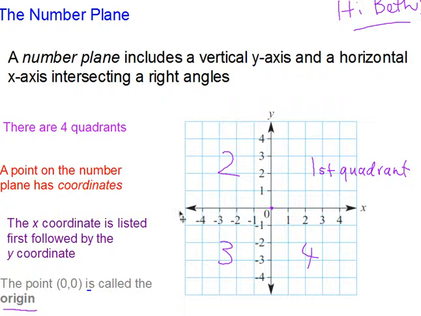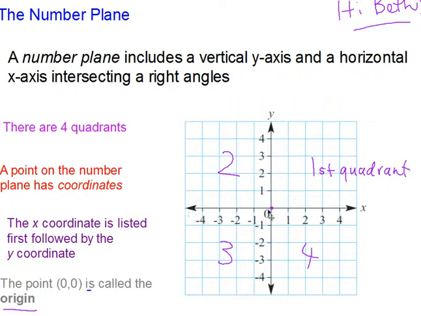We remember the number line. It's a horizontal line that usually goes from 0 upwards in that direction and from 0 downwards in that direction. So positives on this side and negatives on the other.